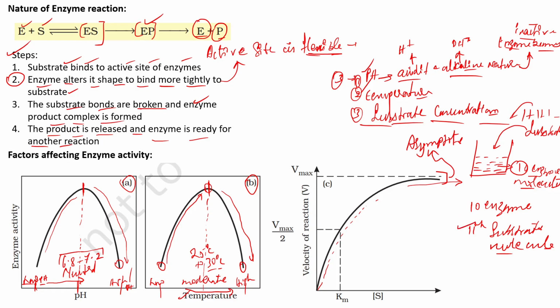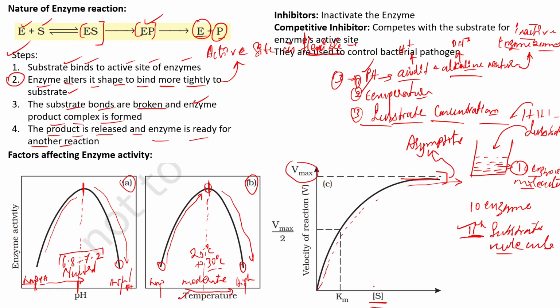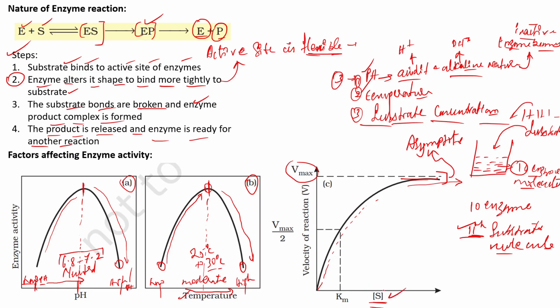So it is at this particular point, when I add the 11th substrate molecule, that the reaction hits the highest. At this moment you can see that there is no further increase in the rate of reaction. Now we call this the Vmax, the maximum velocity of the reaction, on the y-axis. And S stands for the substrate concentration. As the substrate concentration increases, the velocity of the reaction also increases, but only up to a certain extent.